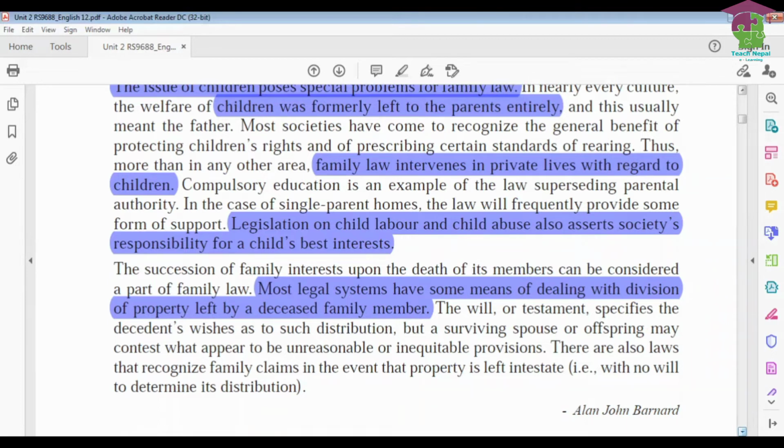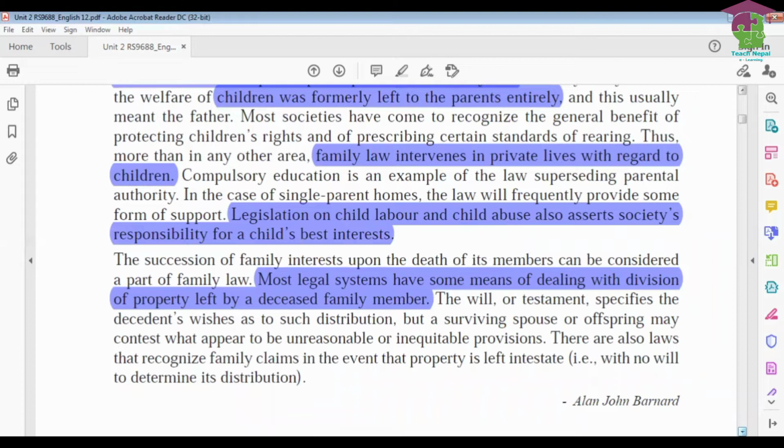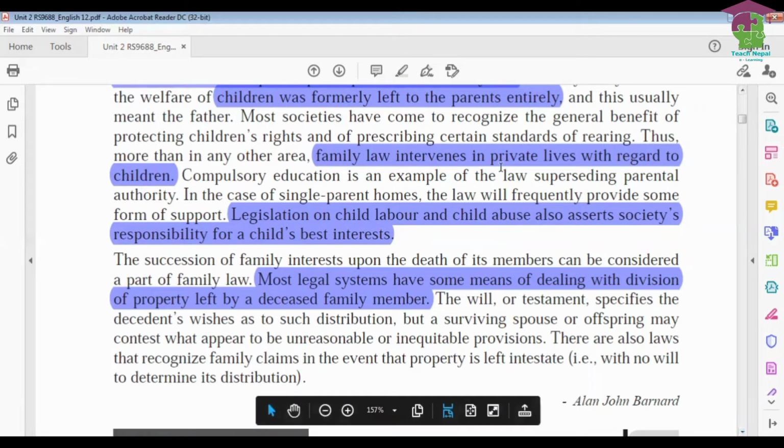Society, when it comes to children, protects their rights, or the standard of rearing them, certain standards of rearing that they want to proclaim or recognize. Thus, more than in any other area, family law intervenes in private lives with regard to children. In matters concerning children, family law can intervene or interfere in private life.